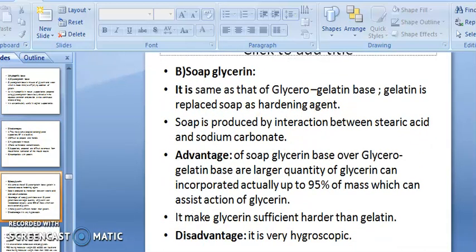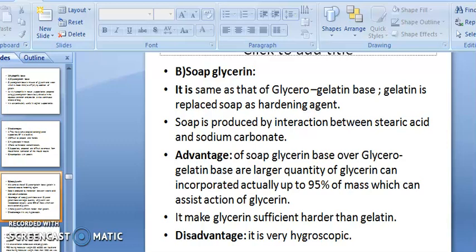Next is soap glycerin. It is the same as glycerogelatin base, but gelatin is replaced by soap as the hardening agent. You have to use glycerin plus water plus soap. And how do we prepare the soap? Soap is produced by interaction between stearic acid and sodium bicarbonate. Once the soap is prepared, you can add it into the glycerin plus water plus soap. It gives you the soap glycerin base.